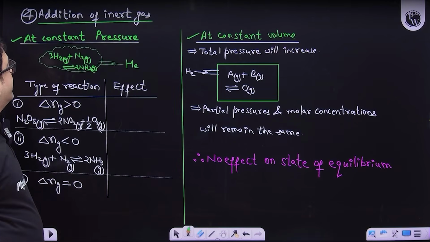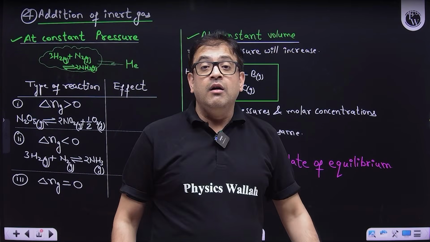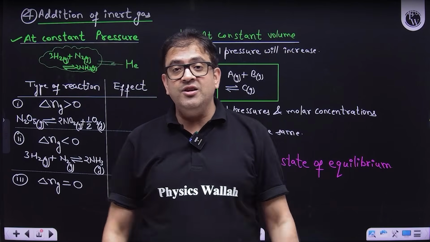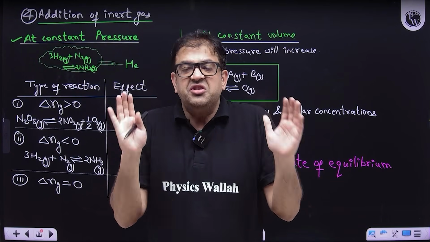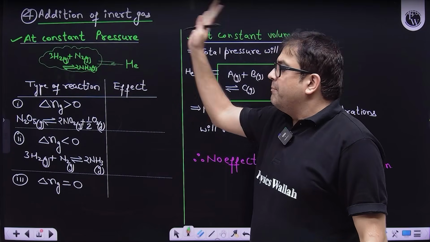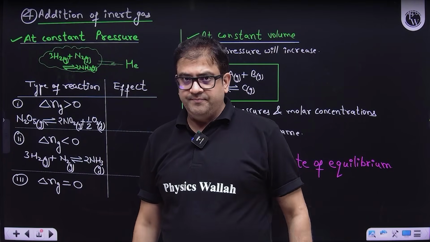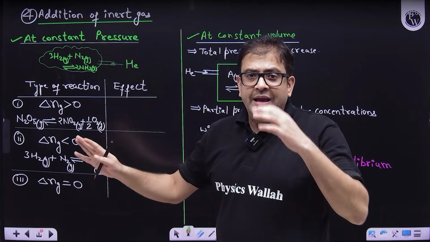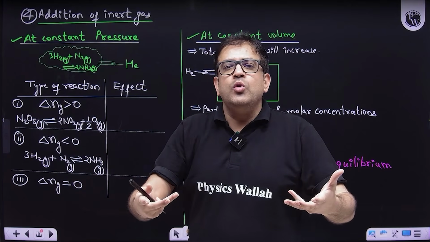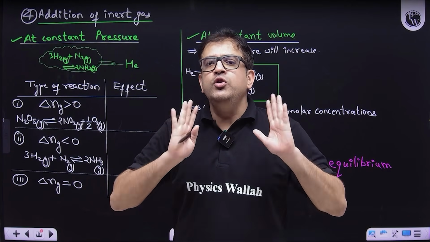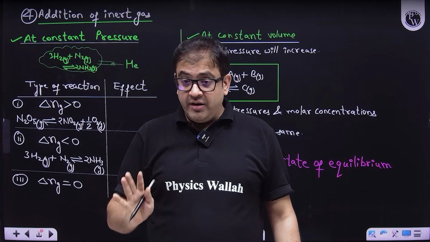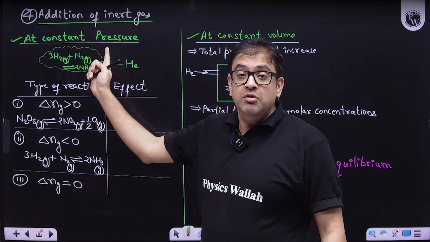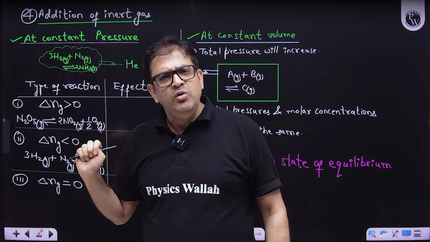Moving ahead. Now, next, the effect of Le Chatelier's principle. How can you affect or disturb an equilibrium? By addition of inert gas. Suppose inert gas is added to an equilibrium system. It can be added in two cases. Case 1: when you're adding inert gas but keeping pressure constant. How can you do that, sir?